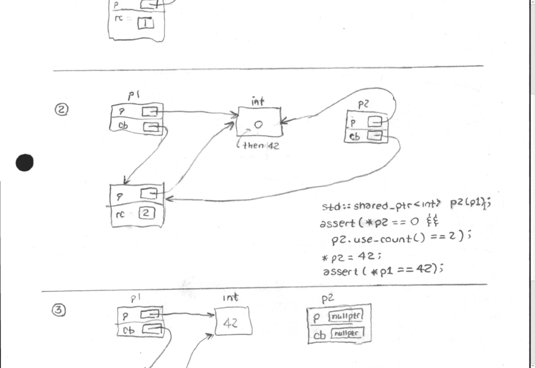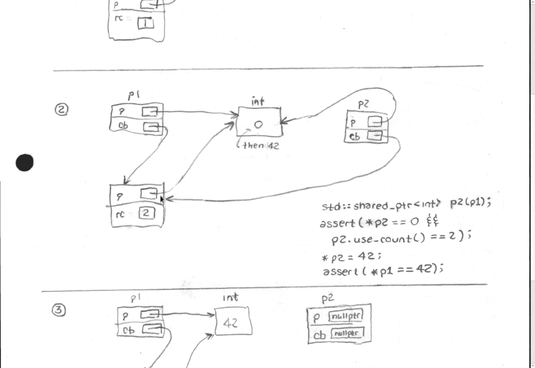So effectively, after this line here is executed, we're going to end up with a picture which looks something like this, where we have the original P1 as it was before, which is pointing over to this integer and it's pointing to this control block. But now we have this new variable P2 that's been created. It's pointing also to the same integer here, and to the same control block that the other shared pointer is pointing to.